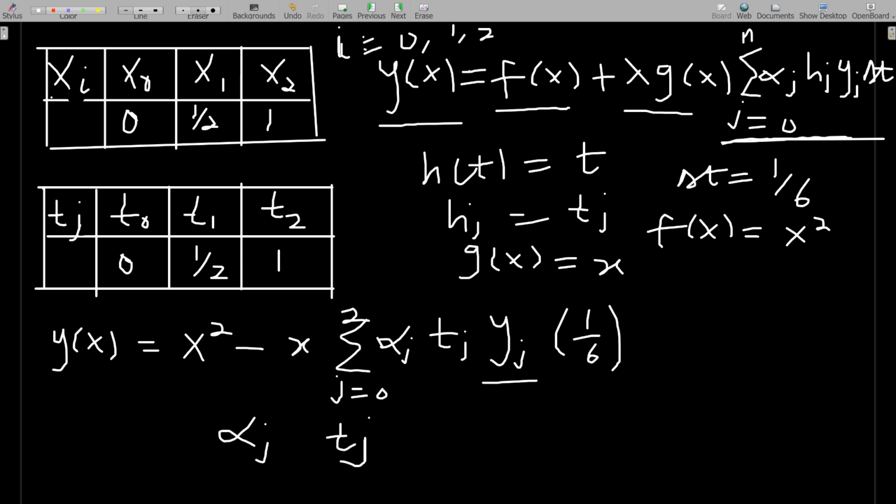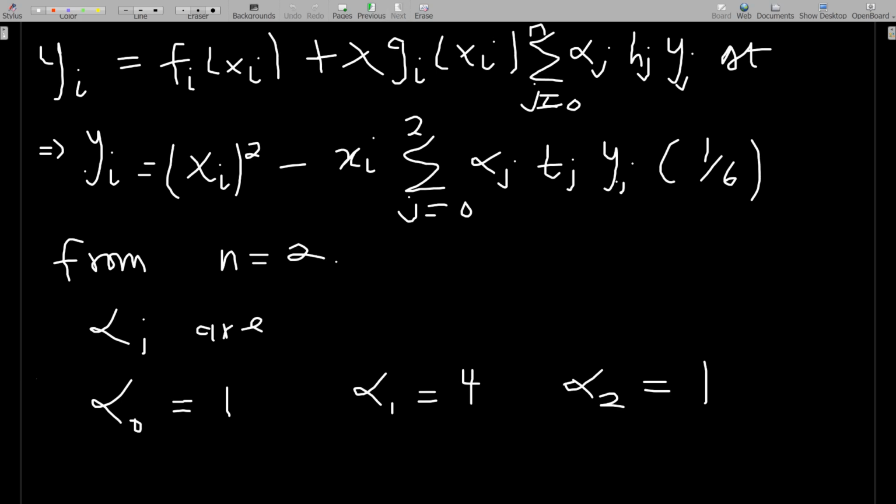Because t naught is here. So when j equals 0, I have t naught, which is 0, I put it there. When j equals 1, I have t1, I put it there. So we know the j's and alphas. Now let me go and write the alphas for you. So here from n equals 2, from this formula, we said that we'll use this formula to find your y's.